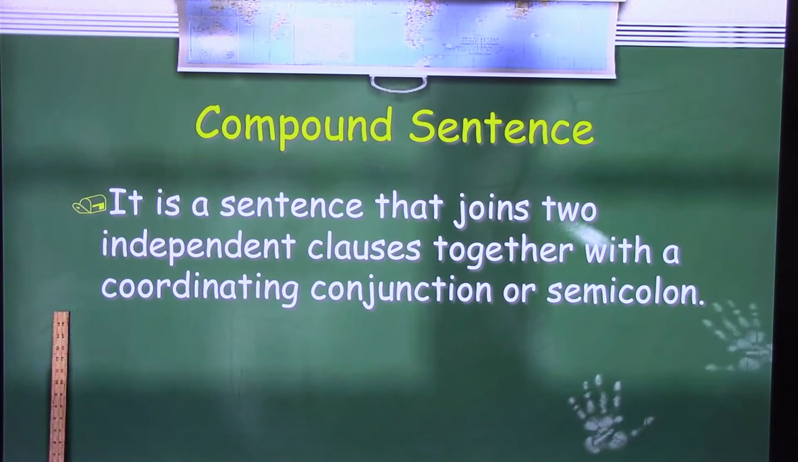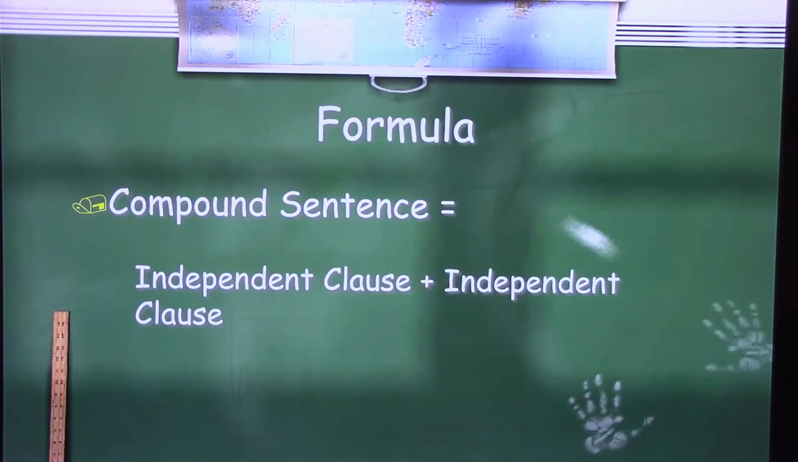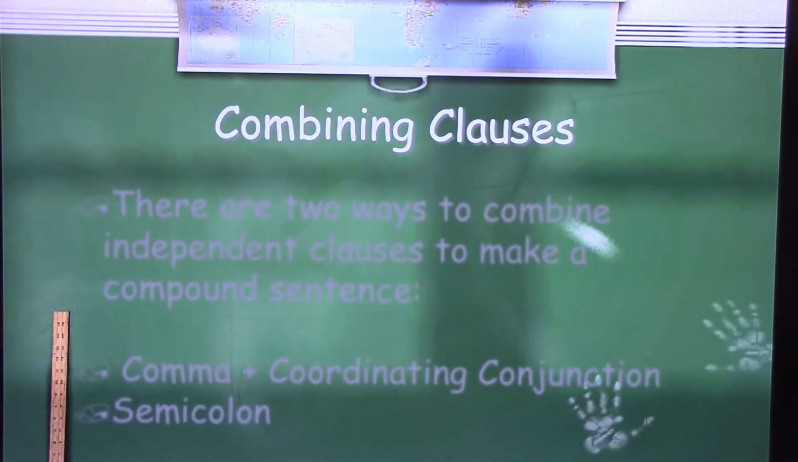If we are not using a coordinating conjunction, we are going to use the semicolon. Now, here is a formula that we can always remember when we speak of compound sentences. The formula is clear. A compound sentence is having independent clause number 1 and independent clause number 2. Now, these independent clauses are joined together to formulate one sentence.